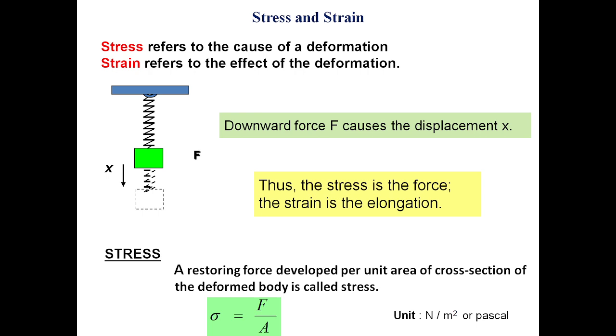So from that we can clearly understand stress and strain. What is the difference between stress and strain? Stress is nothing but the restoring force developed per unit area of cross section of the deformed body. That is sigma is equal to F by A, force acting per unit area. The unit is Newton per meter square or Pascal. This is the stress.